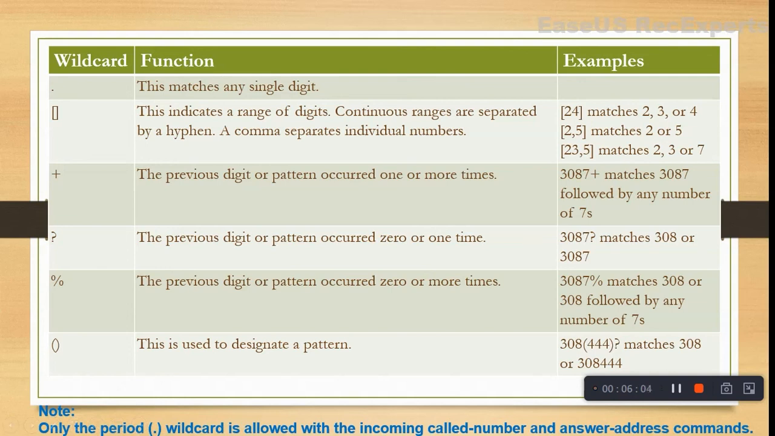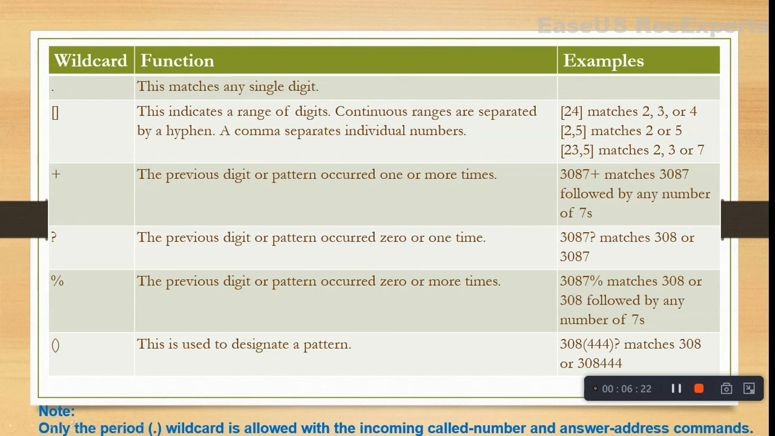Second is a question mark. So it matches the previous digit or pattern occurred 0 or 1 time. So let's see an example. 3087 question mark matches 308 or 3087. Only these two are the possibilities.